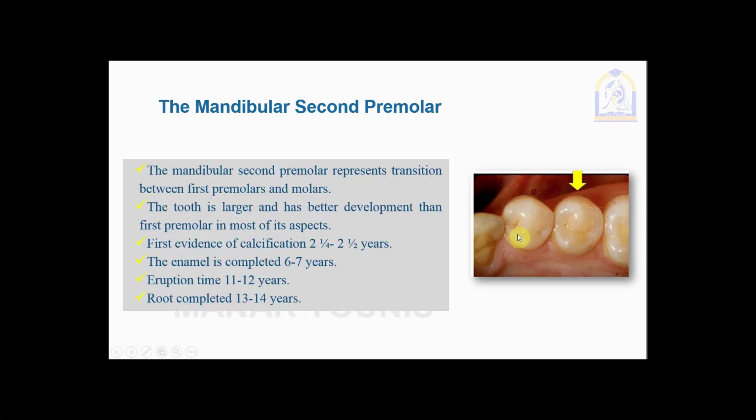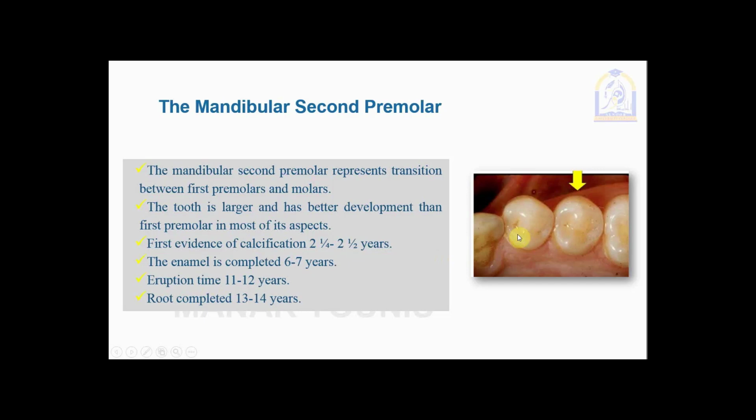Premolar. The mandibular second premolar represents the transition between first premolars and molars. This tooth is usually larger than the first premolar and has better development than the first premolar in most of its aspects. It shows the first evidence of calcification between 2 years and 3 months to 2.5 years. The enamel is completed between 6 and 7 years of age.